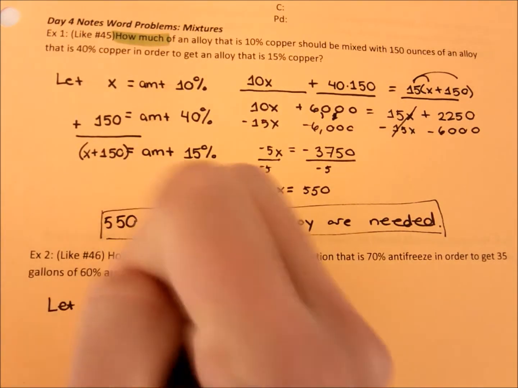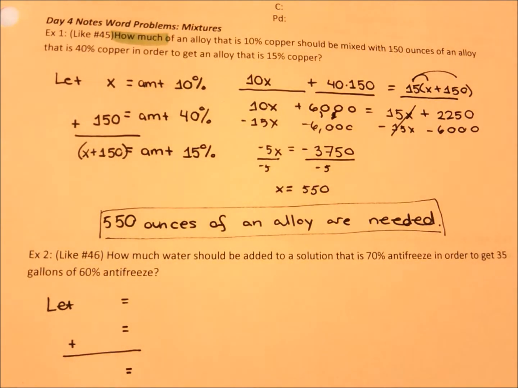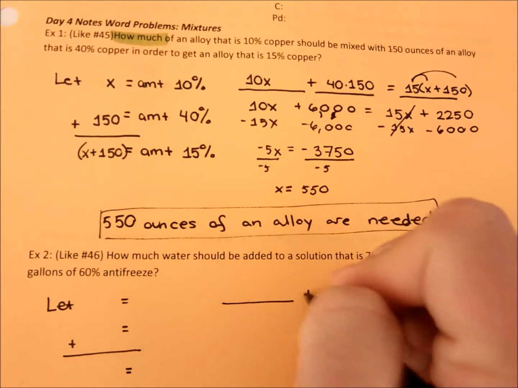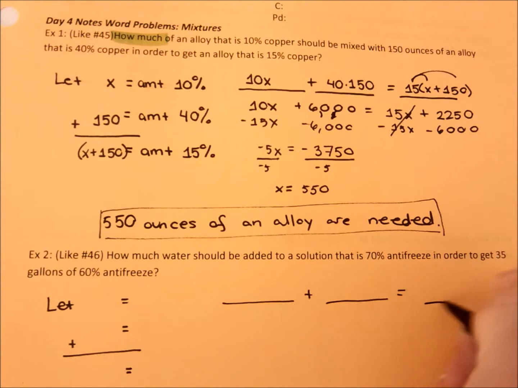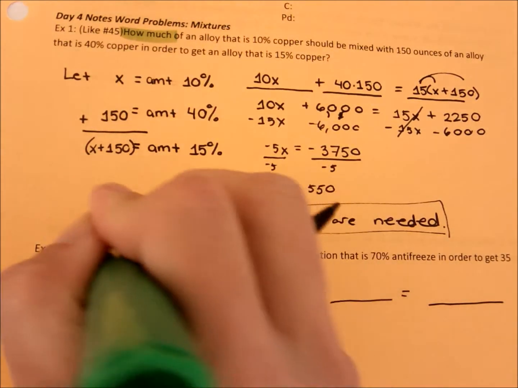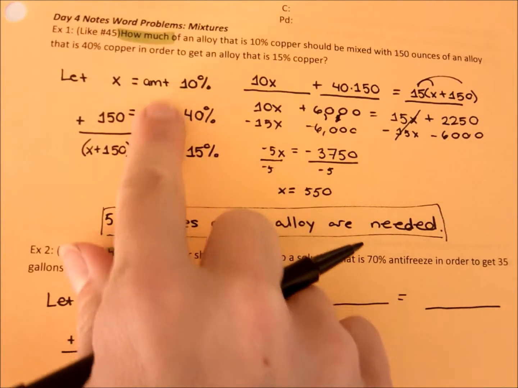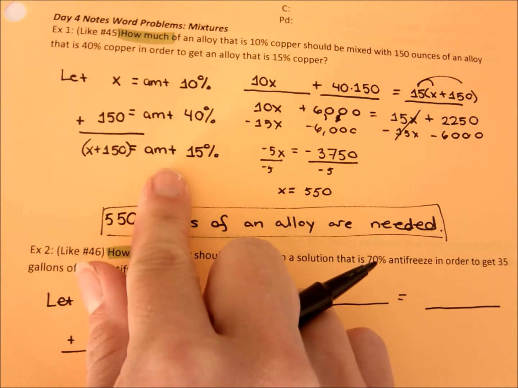And set up over here. 2 things added together make a nice total. And again, I'm picking up these key words. How much? How much? So again, how much? What needs to be in each of our let statements? Amount. Good.